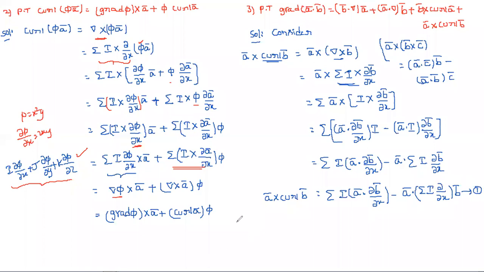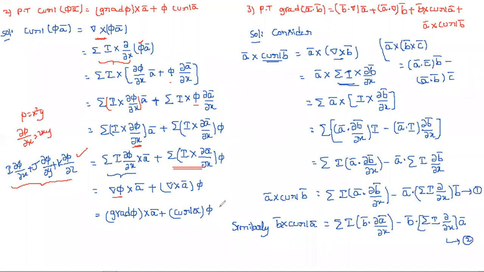Similarly, if we calculate b bar cross curl a bar, what will we get? It means we just need to replace a with b and b with a. So we will get summation i, b bar dot dou a bar by dou x minus b bar dot summation i dou by dou x into a bar, and let it be taken as equation 2.